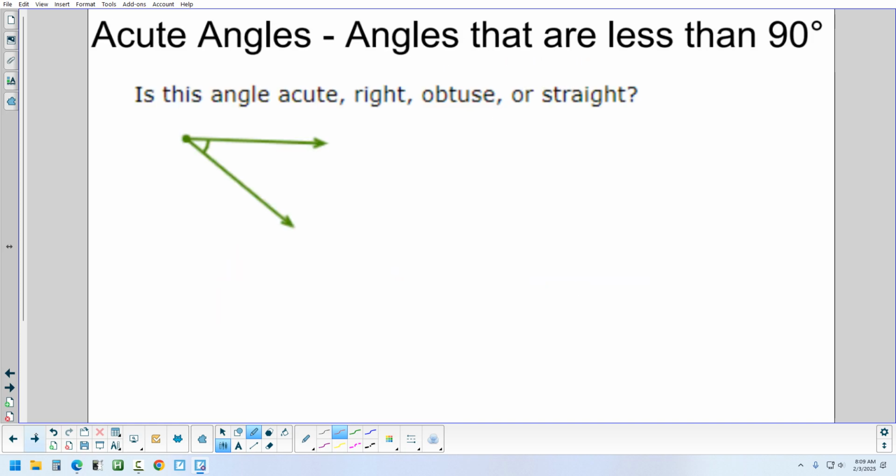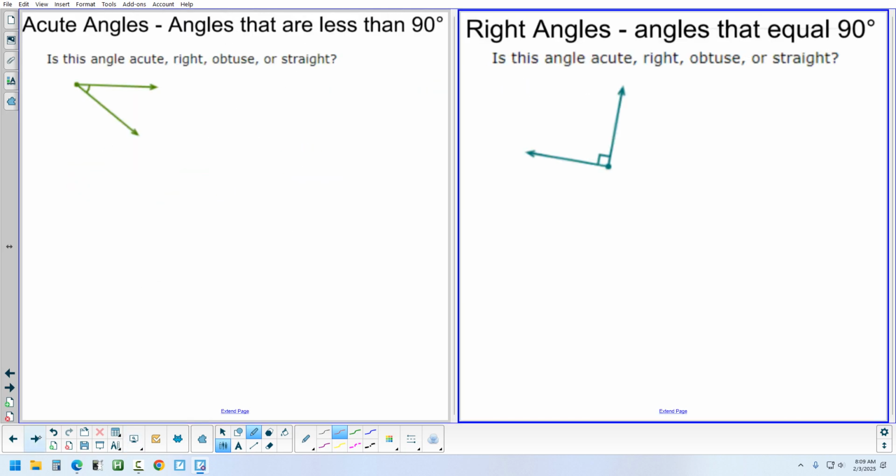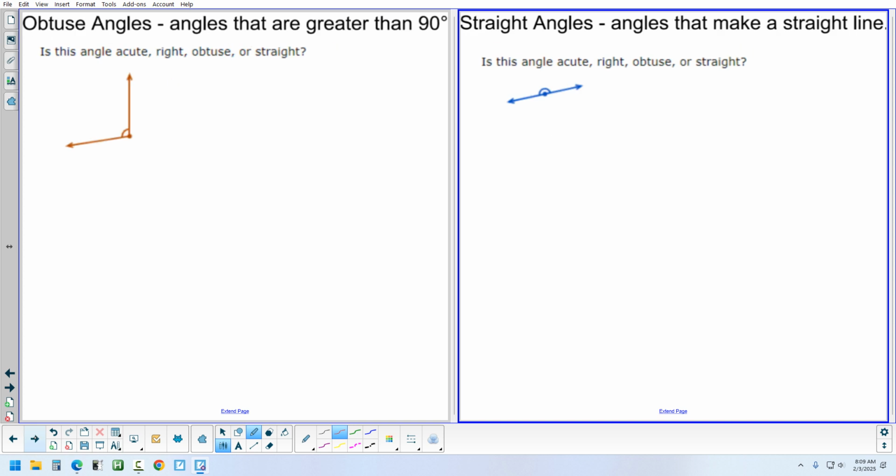Next page, acute. Well, an acute angle is an angle that is less than 90. Okay, let me go through all of them, and then we can do these all at the same time. A right angle is an angle that is exactly 90. An obtuse angle is an angle that's a little bit bigger than 90. And a straight angle is an angle that makes a straight line. It's 180 degrees.